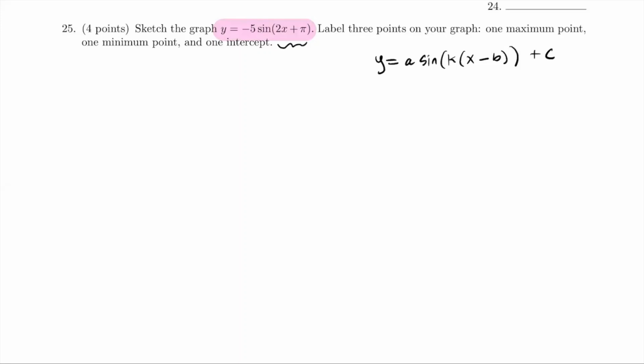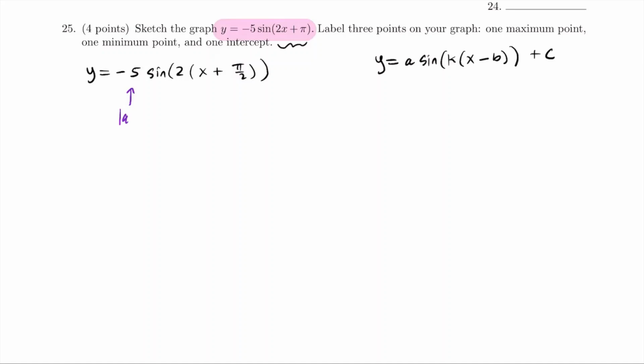So I need to factor this right here. Factor out a 2. So you'll have y equals negative 5 sine of 2 times x plus pi over 2. The reason I have to write pi over 2 here is because when I redistribute, it's pi, so the 2 and 2 cancel out. So be careful to do that when k is not factored out from the inside. Now we can identify what each component is.